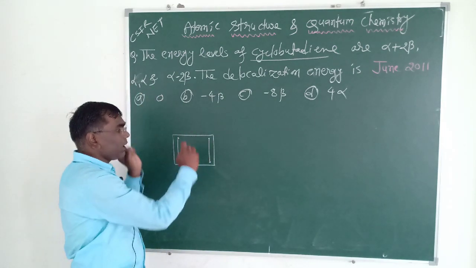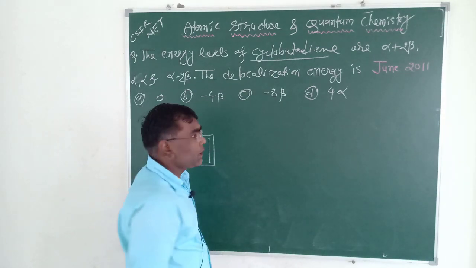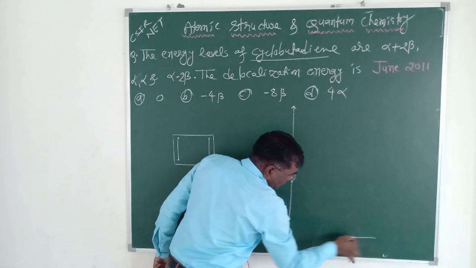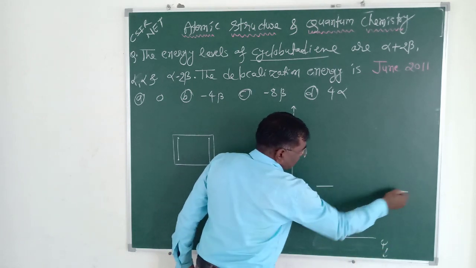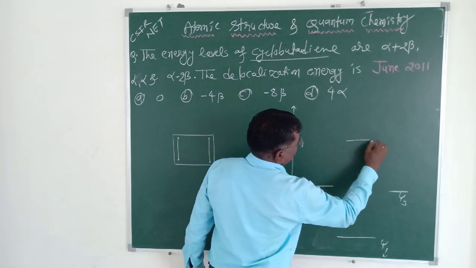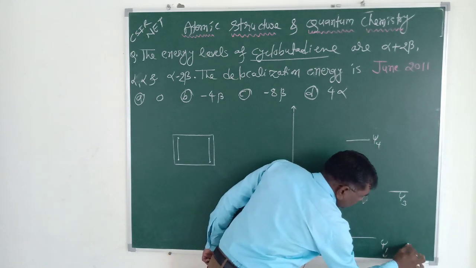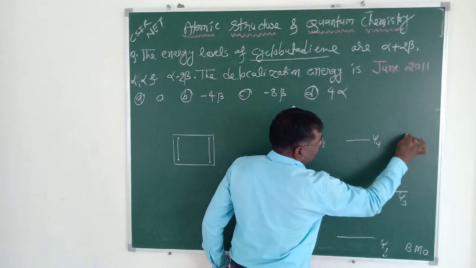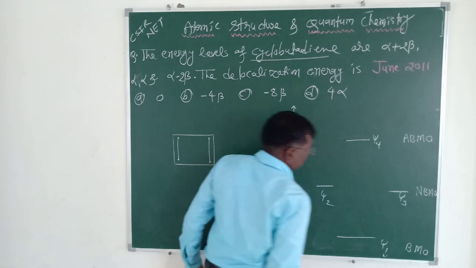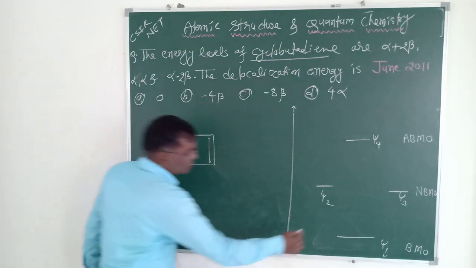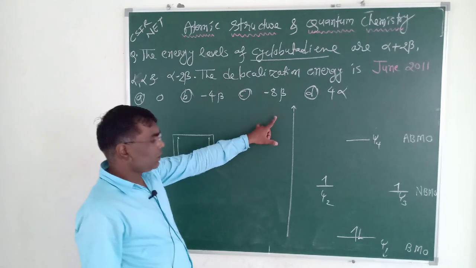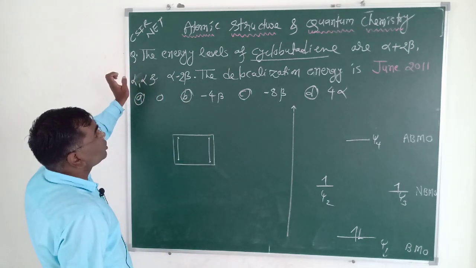If we frame these 4 pi electrons into a molecular orbital diagram, then we get such a structure: psi 1, psi 2, psi 3 and psi 4. You know, this is the bonding molecular orbital, this is the antibonding molecular orbital, and these are the non-bonding molecular orbitals. So if we fill the 4 pi electrons, the filling will be like this: 1, 2, 3 and 4.